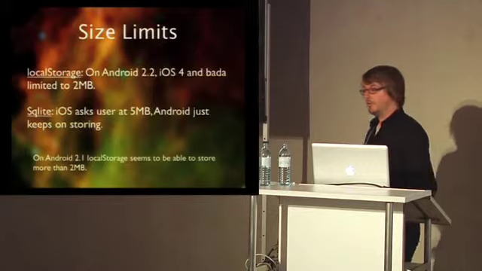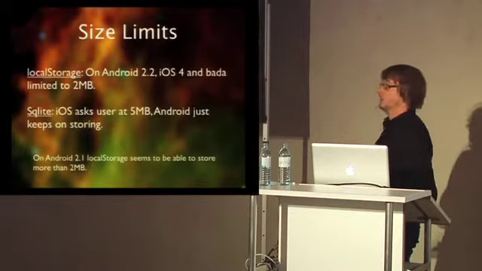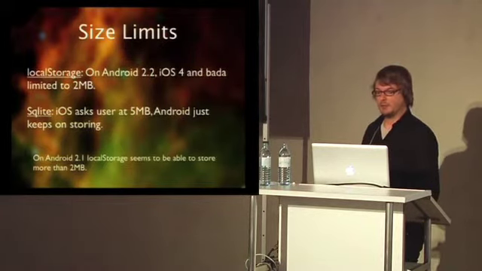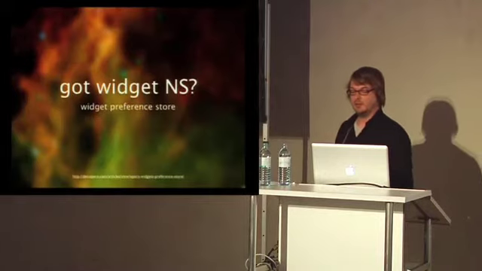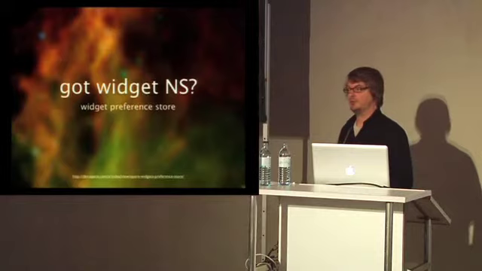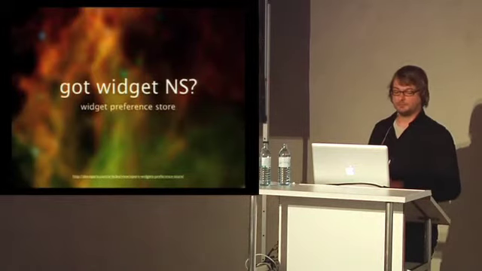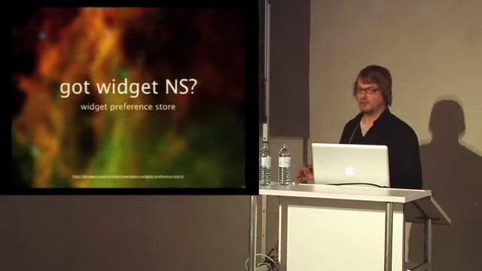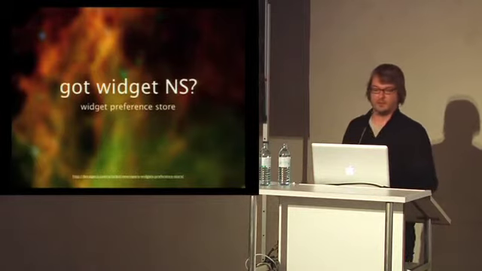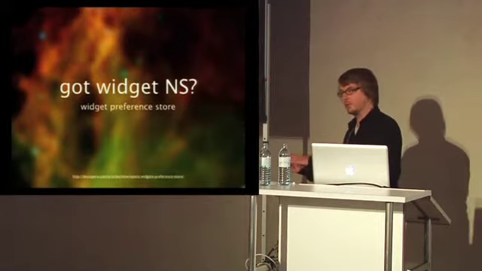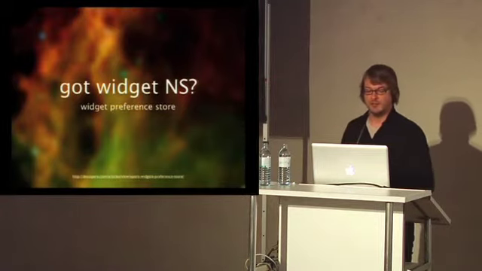So if you don't have a smartphone running a WebKit browser, you maybe have the widget namespace. And with that, you have access to the widget preference store. Widget preferences is also a nice key value store available in the widget namespace. The API is kind of odd because it has no delete method, and the methods are set preference for key and get preference for key.